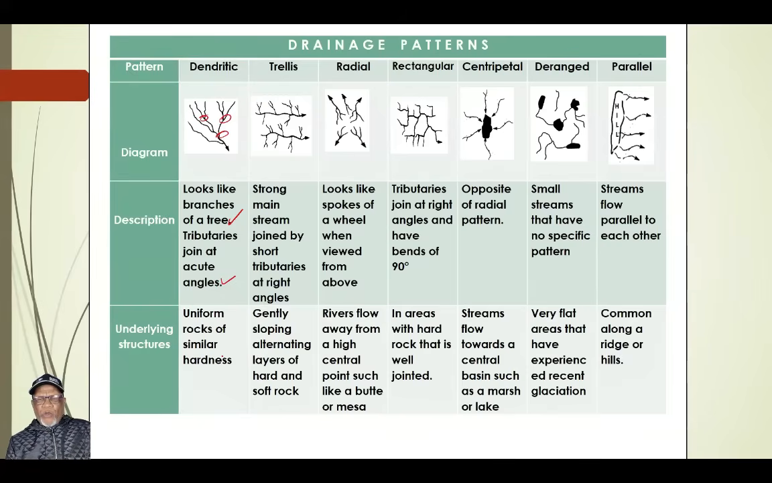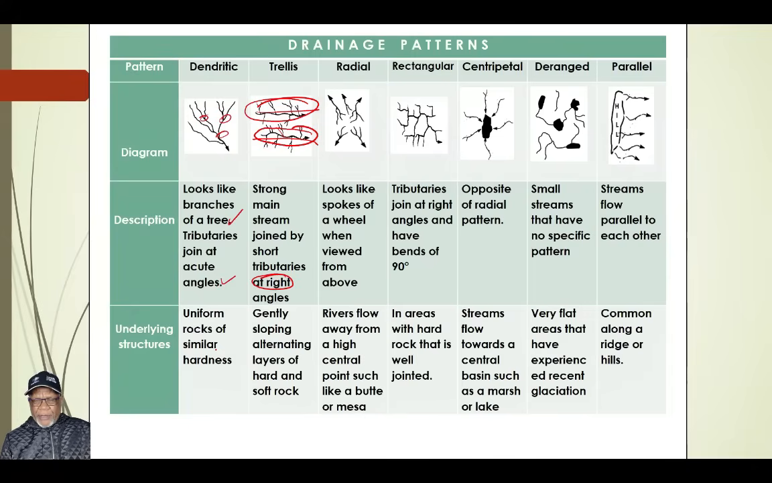Then what do you have next? We have the trellis pattern or trellised pattern, depending on how you want to pronounce it. Now, this is your mainstream. This is your other mainstream. So what do you see there? The mainstreams are flowing parallel to each other. You can see this is the mainstream there, another one there. What you can see as well is that instead of acute angles, now the tributaries join the mainstream at a right angle. And you can also see the tributaries are shorter.